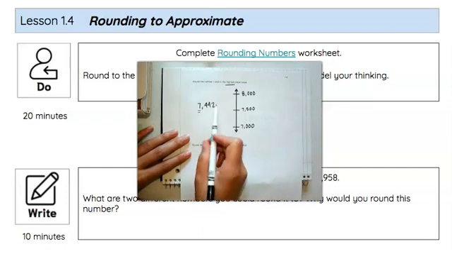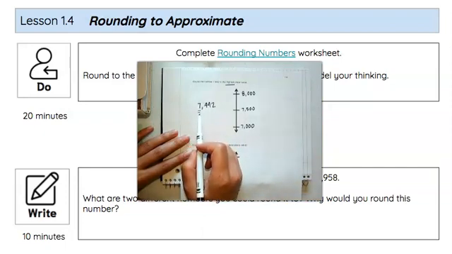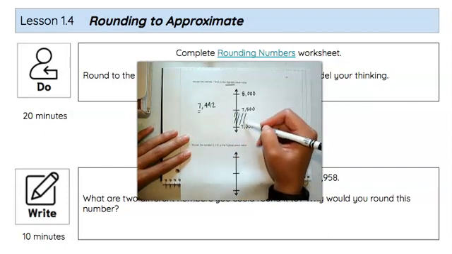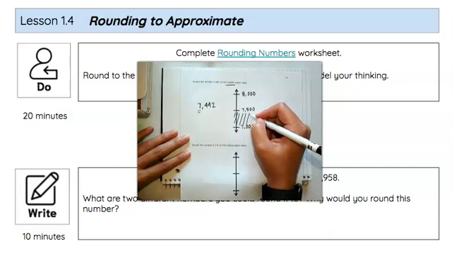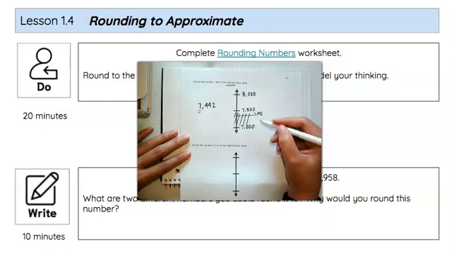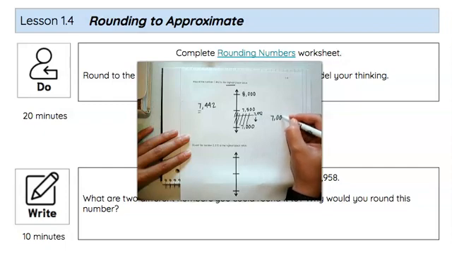Finally, I look back at my number. Where does my number fall? In this case, my number falls in this half. It falls right about here at 7,442. Since it falls in this half, I'm going to go ahead and round it down to 7,000.